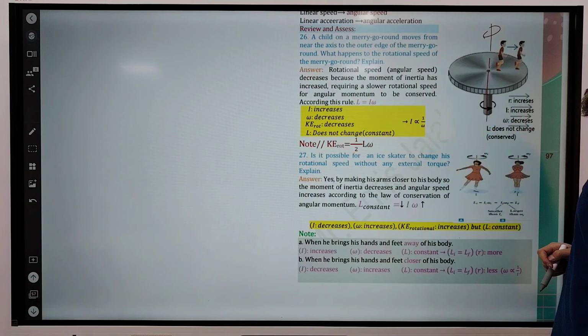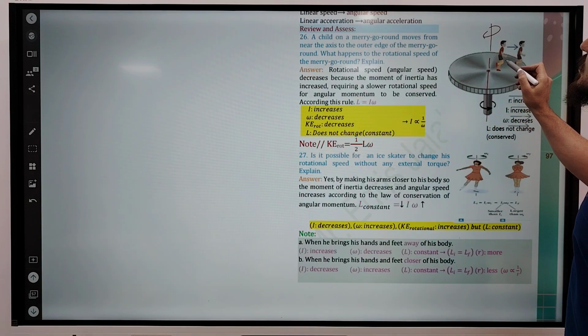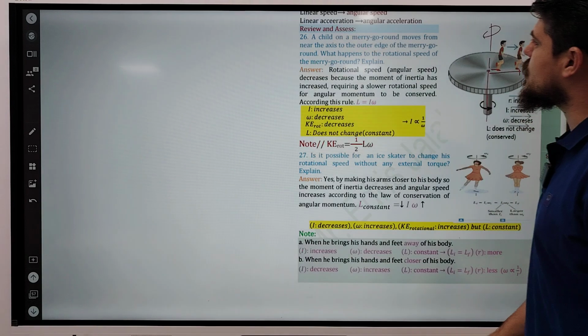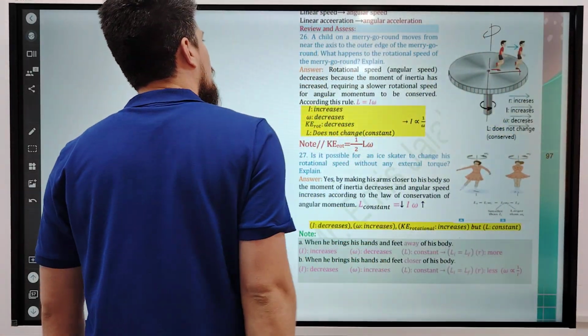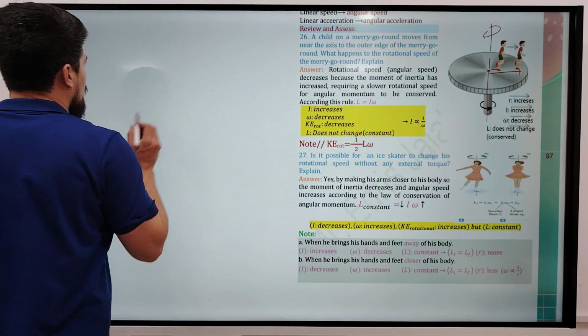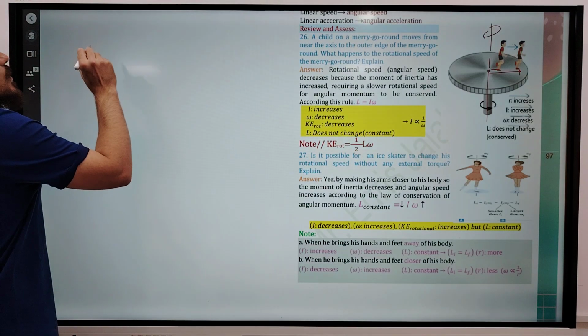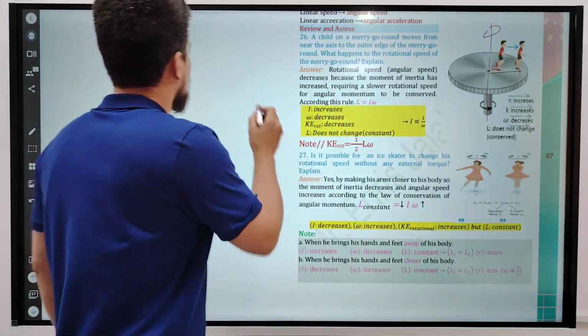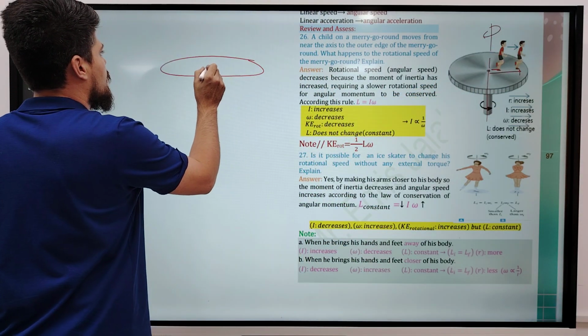The merry-go-round is rotating at first. When the child moves from near the axis to the outer edge, what happens to the rotational speed of the merry-go-round? And explain. Look, we have two distances of the student from the axis of rotation. This is the merry-go-round.